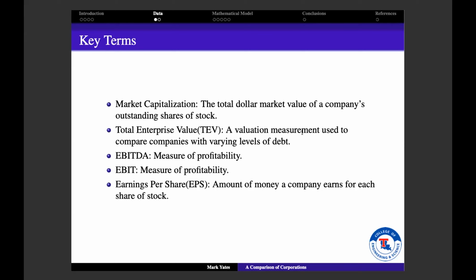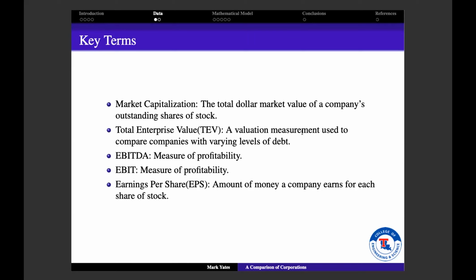The next two we're going to look at are actually two acronyms known as EBITDA and EBIT. These are nothing more than a measure of profitability. They stand for earnings before interest, taxes, depreciation, and amortization. EBIT is earnings before interest and taxes. Our last one is earnings per share.